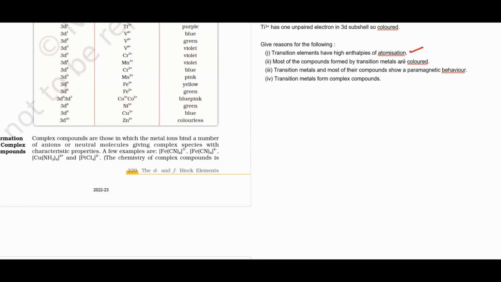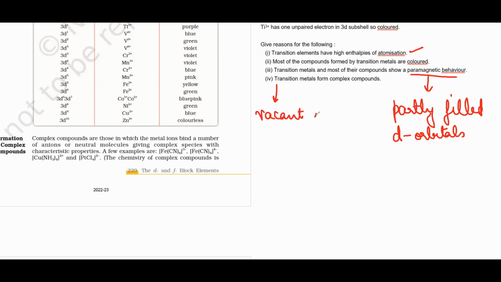Most of the compounds formed by transition metals are colored due to paramagnetic nature and d-d transition. Transition metals and most of their compounds show paramagnetic behavior due to partly filled d orbitals. Paramagnetism is due to partly filled d orbitals, and transition metals form complexes due to vacant d orbitals. Please be clear about these two. Complex formation is due to vacant d orbitals, whereas paramagnetic behavior is due to partly filled d orbitals.